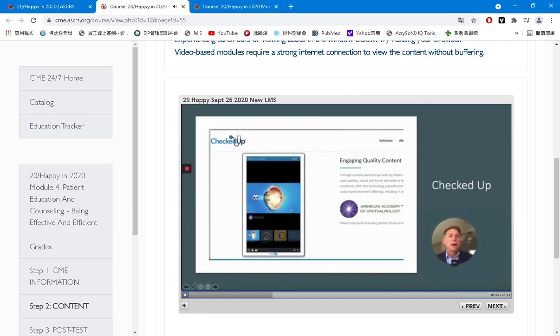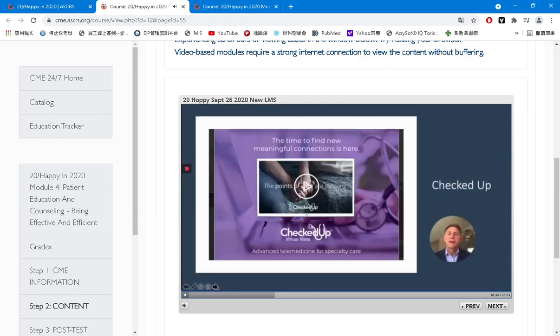Checked Up is also looking at telehealth as a solution. We've known them as far as a piece of the education process within our office, but they're also exploring a telehealth platform.